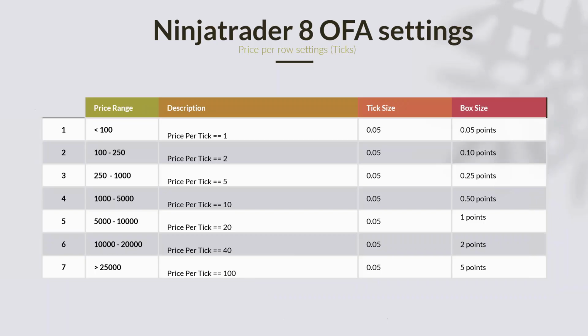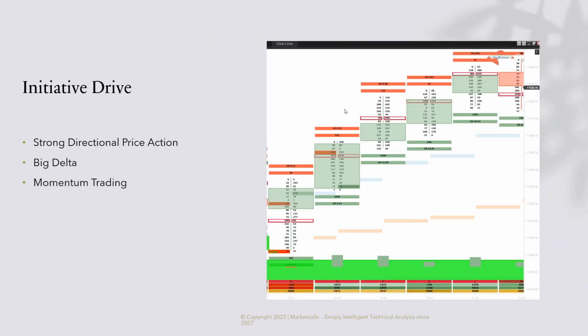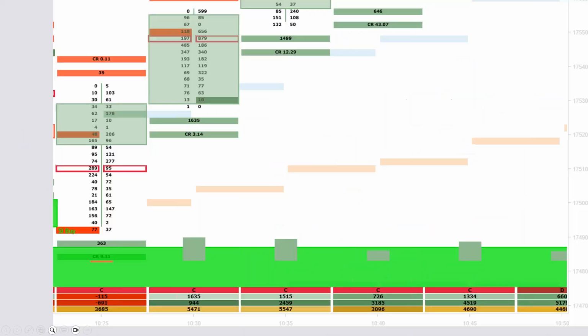Let's try to see some examples of initiative drive. Talking about initiative drive, you'll see a strong directional delta. The delta will be a bigger delta. Maybe I'll show you from this example. In this example, we have very big delta candles. Almost delta, if you could see in this bar, is 1635 in this particular bar.